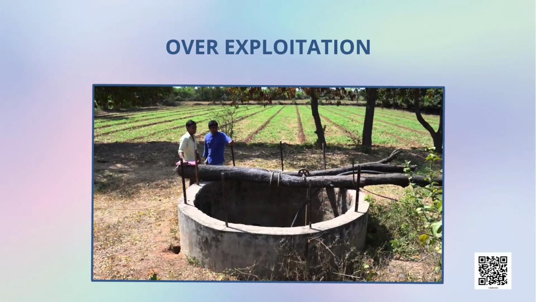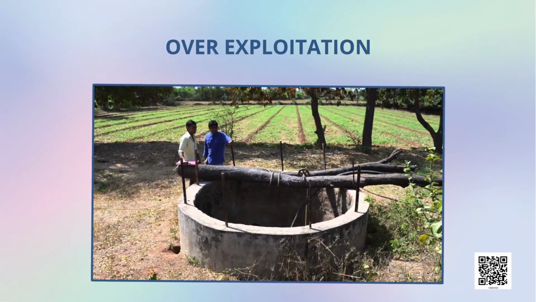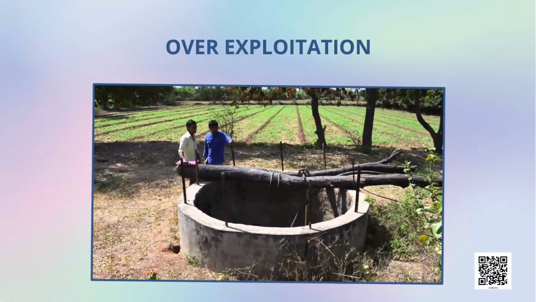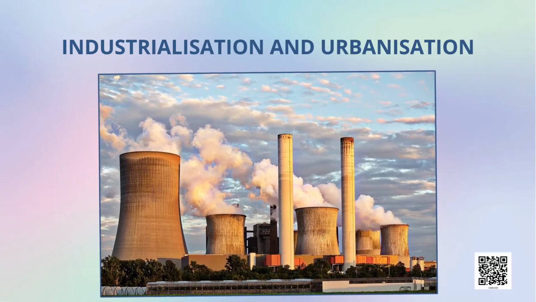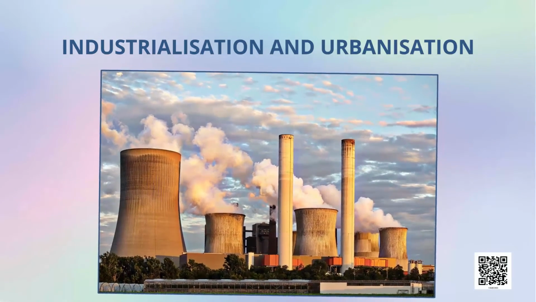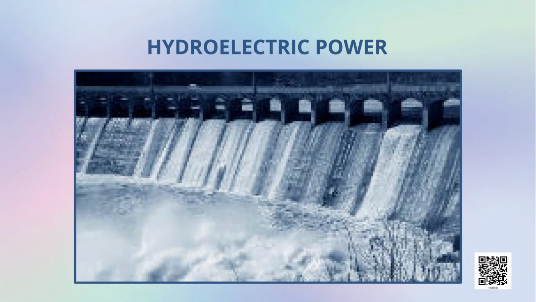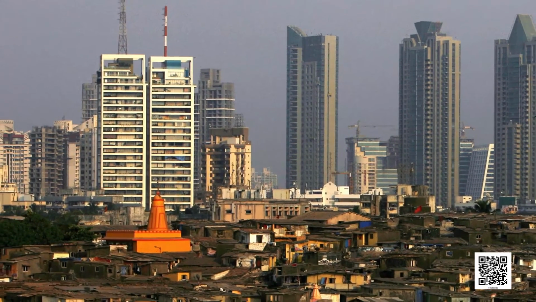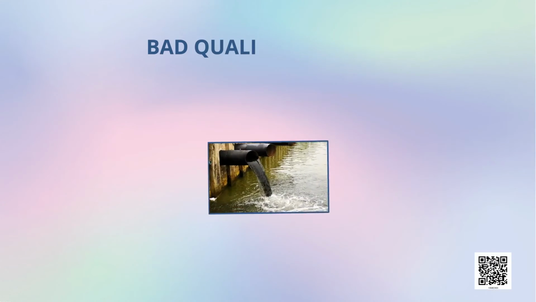So here we discuss over-exploitation. Farmers have their own wells and tube wells, which leads to a fall in the groundwater level, adversely affecting water availability and causing food scarcity for the people. Second, industrialization and urbanization. Industrialization, apart from being a heavy user of water, also requires hydroelectric power, which is produced from water. Multiplying urban centers with large populations and urban lifestyles aggravated this problem. And third, bad quality of water.